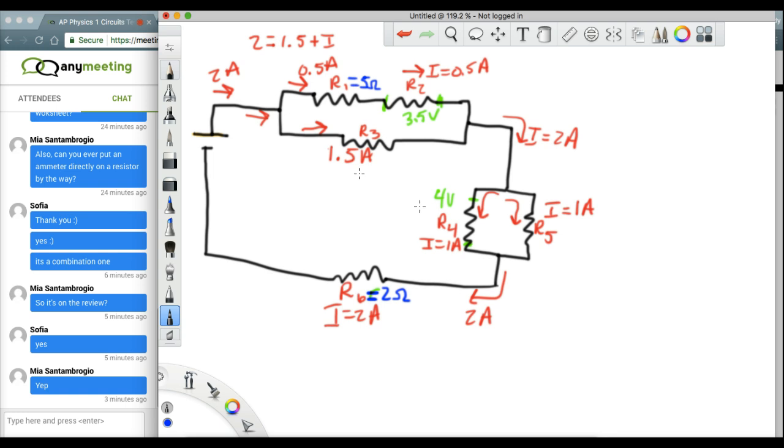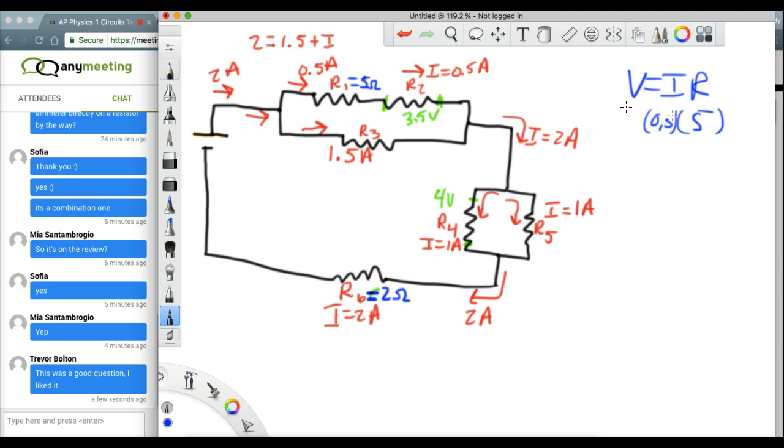Okay, so anywhere along here, if I know 2 out of the 3 variables in V equals IR in Ohm's law, I can figure out the third. So right away, right here, I know that R1 is 5 ohms, and I know that the current is 0.5. So I can calculate the voltage drop across R1. The voltage drop across R1 is going to be 2.5 volts. So I'm going to go ahead and write that in on my diagram since I don't have the chart. So 2.5 volts there.